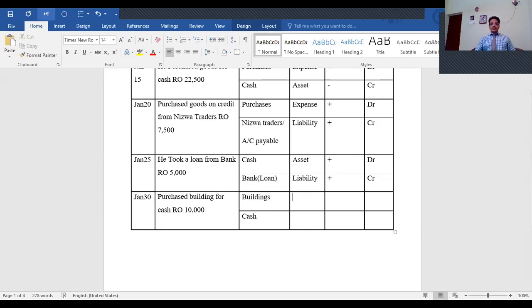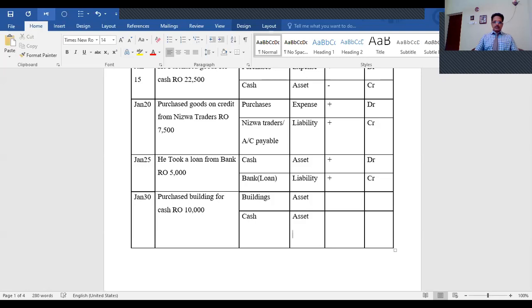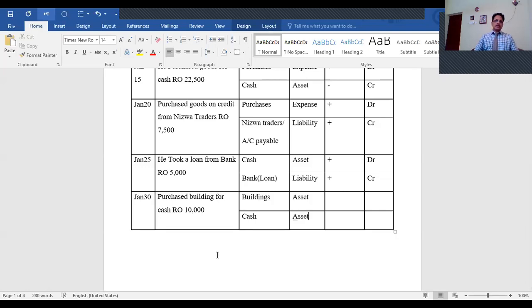Now here you have to understand, building is a fixed asset. Cash is a current asset. But you need not write the nature of asset here. Cash is an asset. Now you understand whether it is in building. When you buy a building, the building increases. When you pay money, the cash decreases.